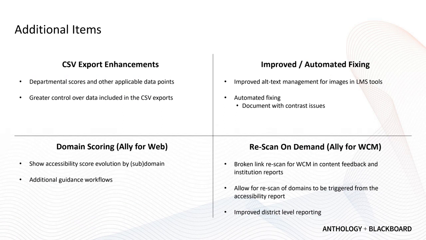All right, a few additional items to mention on our roadmap that we're planning for. So it's enhancing our CSV exports to include more details and some data points, departmental scores, for example. Improving and in some cases better automating or suggesting quick fixes, for things like PDFs that might not have a title or a set language. You kind of got a flavor of that during the instructor feedback for WYSIWYG demo.